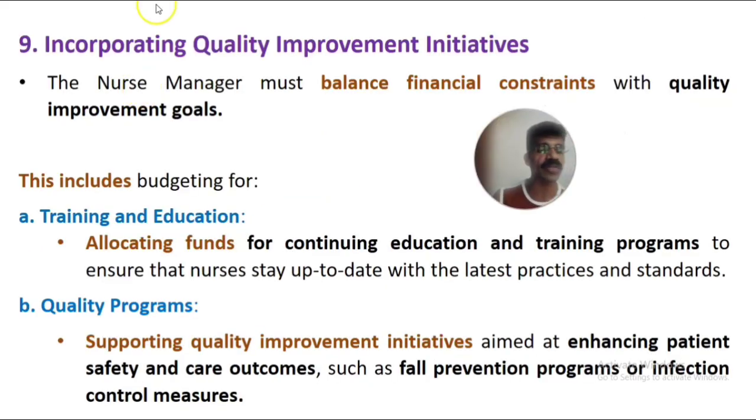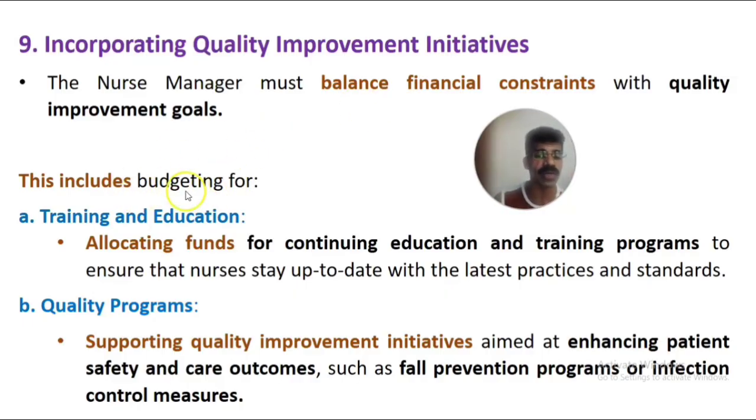The ninth responsibility is incorporating quality improvement initiatives or programs in the hospitals. The nurse manager must balance the financial constraints or limitations with the quality improvement goals and measures. So to improve the quality of patient care with minimum cost, that is the application of health economics. The nurse manager must balance the financial constraints with the quality improvement goals by setting up various quality improvement goals.